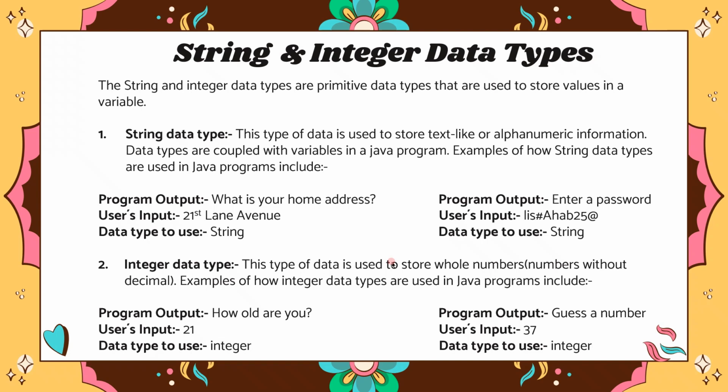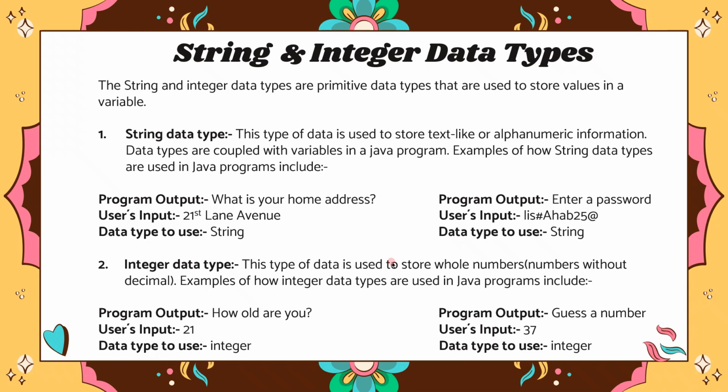But whenever you want to store information from the user, you have to specify what kind of data that information is. Now the first one, string data type. This type of data is used to store text-like or alphanumeric information. Data types are always coupled with variables in a Java program. So examples of how we can use string data types in a Java program include, let's look at the first one.